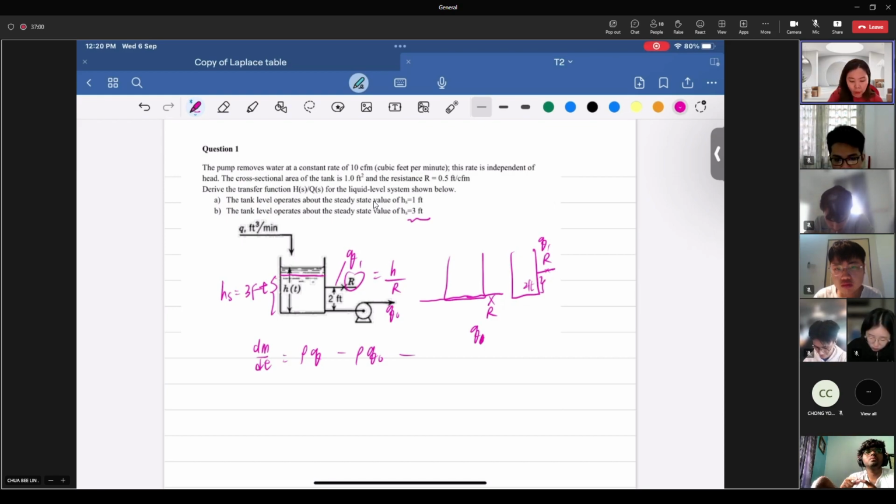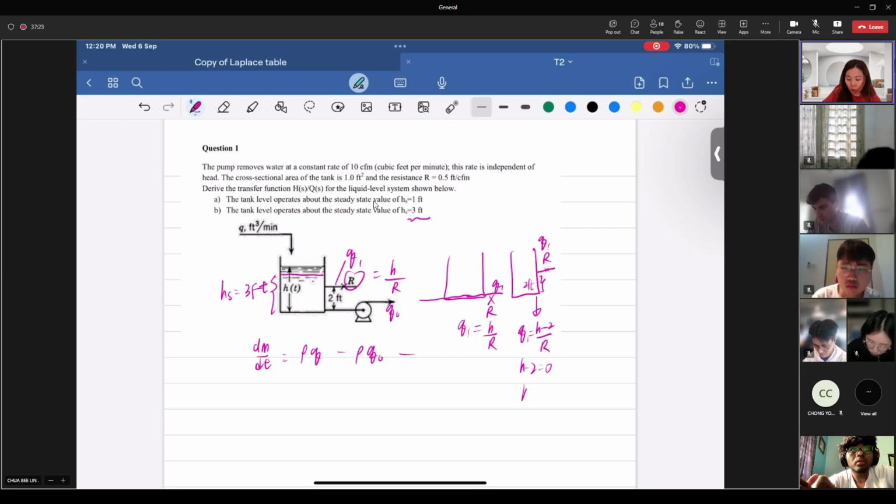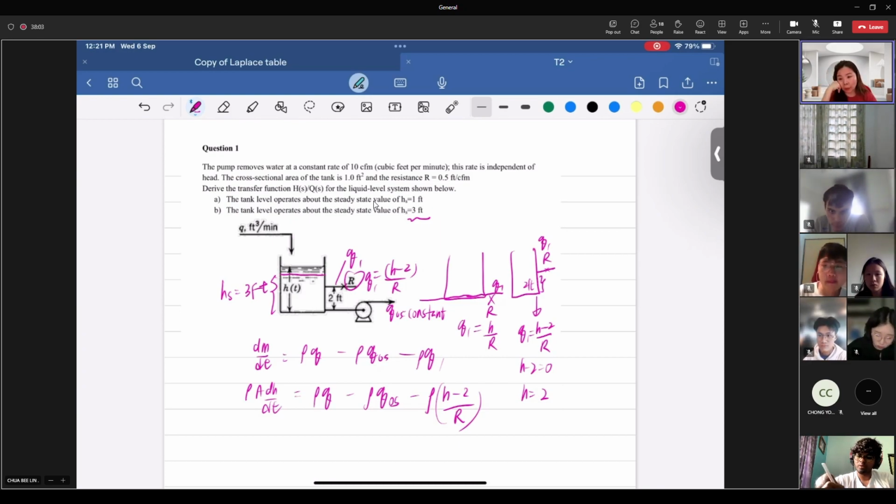So above the ground, you'll be having the equation very similar, but you have to consider the height where it is. So for example, this is my q1. So my q1 will be the equation of h over R, but this one will give me q1 equals h minus 2 over R. H minus 2 equals 0, h equals 2, meaning that this stream is 2 feet above the ground. So therefore here is minus 2, your q1. So rho q1, this one expand the same. So rho q minus rho q naught s. This one is constant, so if constant, don't forget to put the subscript s, q naught s. Then minus rho, and your q1 is h minus 2 over R, because it is 2 feet above the ground. So from here, you have to take note on this one.